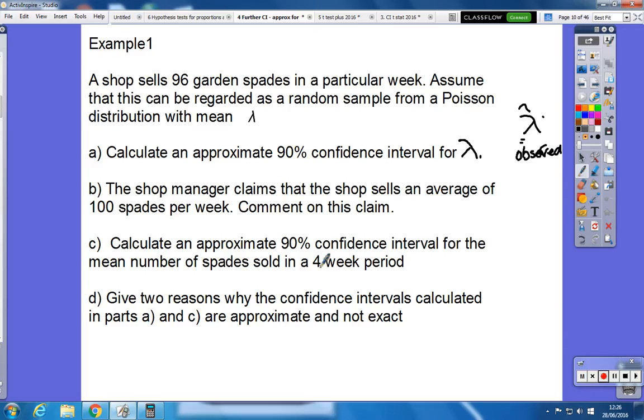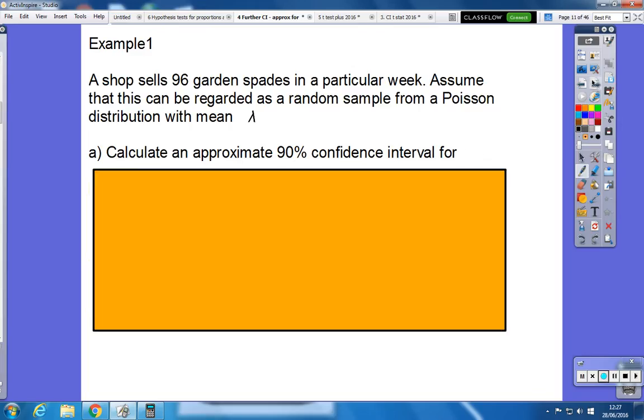So you work out your 90% confidence interval just for lambda, and if you want to work out a confidence interval for 4 lots of lambda, or 4 weeks, then you find your confidence interval for 1 week, and then you times your confidence interval answer by 4. So whatever confidence intervals you do with Poisson, you do with whatever information they give you, you get the result, and then you scale your confidence interval. Hopefully it will explain it as we do some of these questions. So here you are, first one.